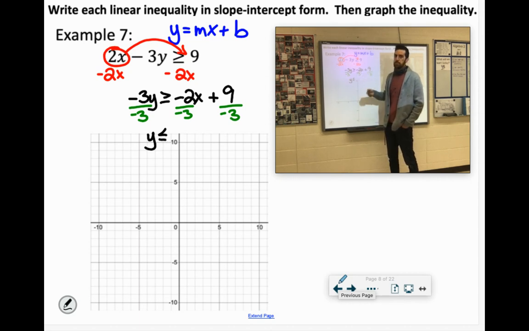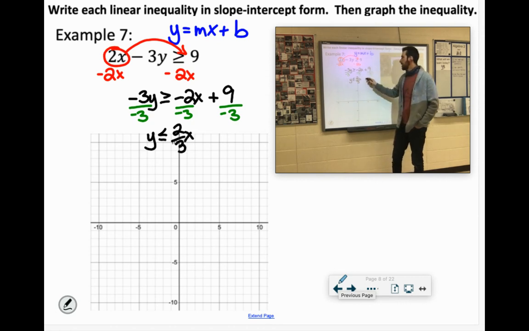The fraction you could just keep as a simplified fraction. When you have a negative divided by a negative, it becomes positive. So we have 2/3 x, and then 9 divided by negative 3 would be negative 3. So now our new inequality is y is less than or equal to 2/3 x minus 3.